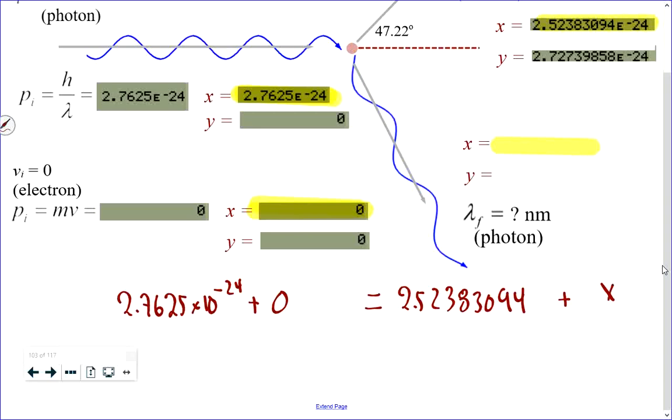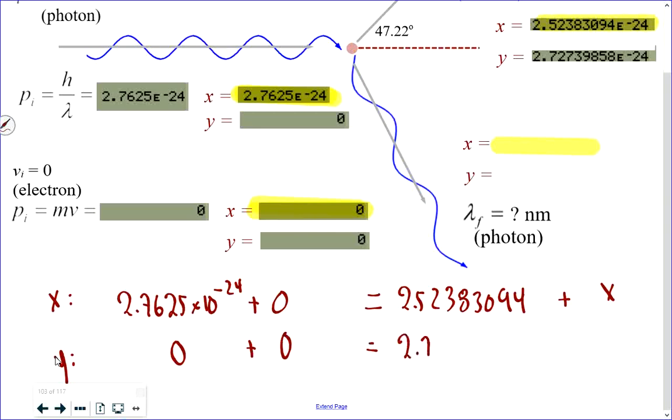While I'm at this stage, we can do the same thing for y. For y, this is our x. For y, we're going to have 0 plus 0 equals 2.72739858 multiplied by 10 to the negative 24. And I just realized that I didn't write times 10 to the negative 24 in my x equation up here, so I'd better put that in. But in the second equation, it will be plus our y component.